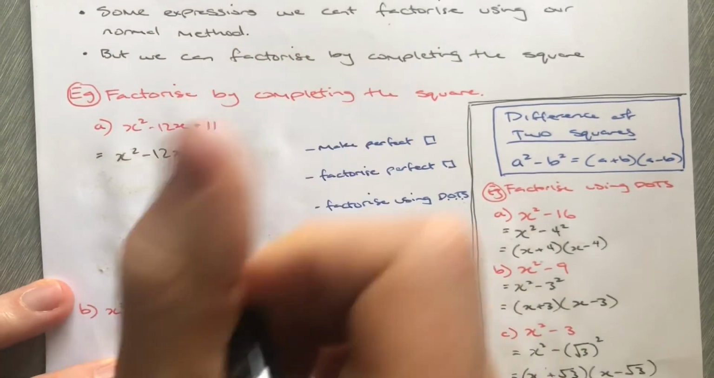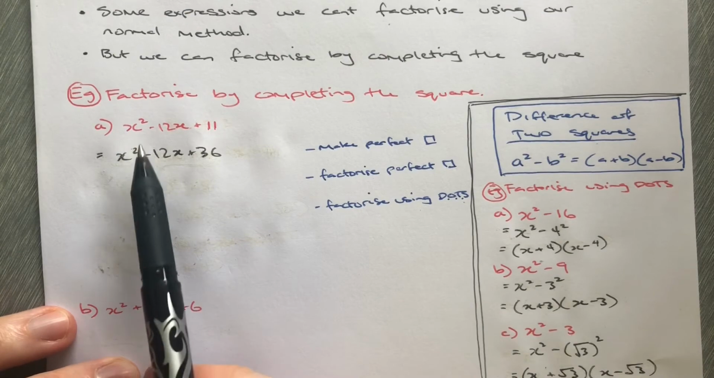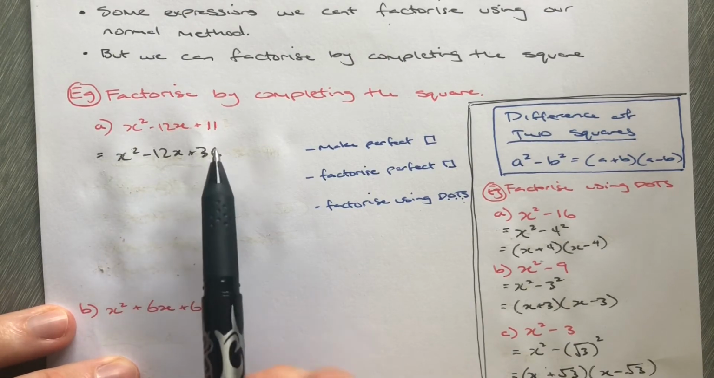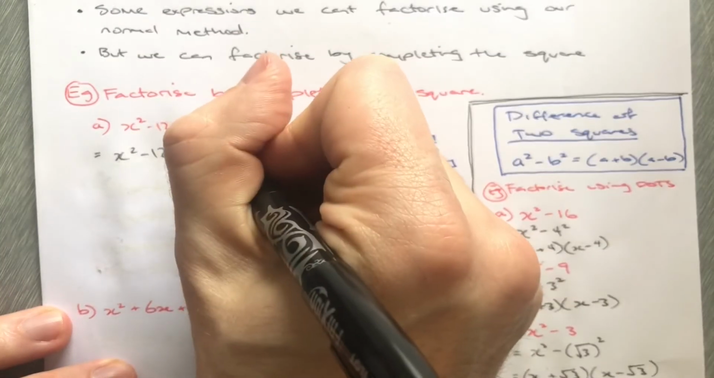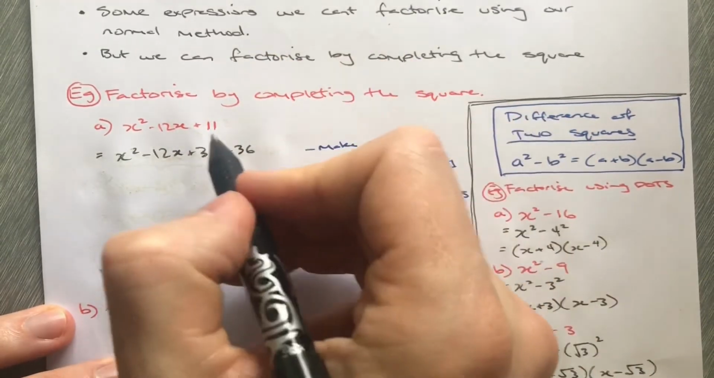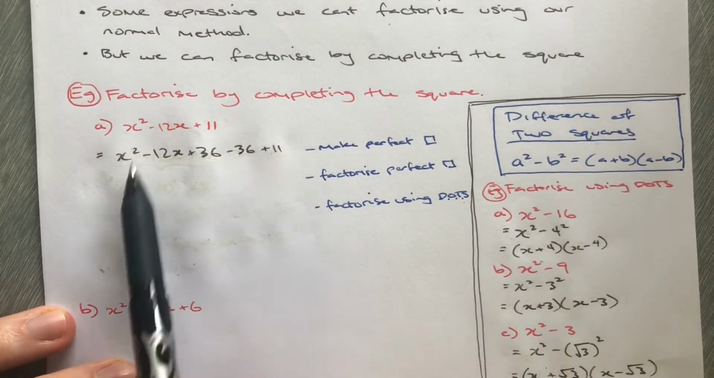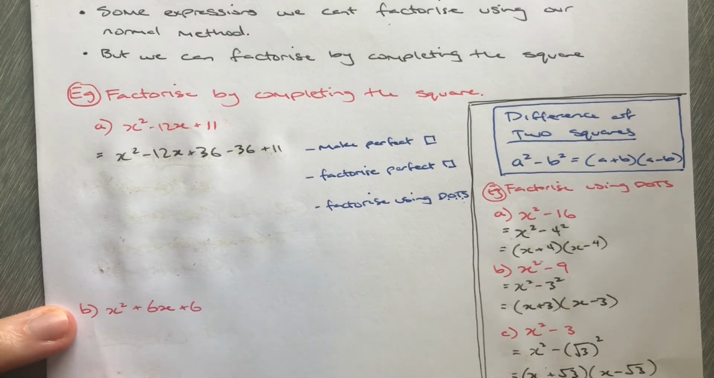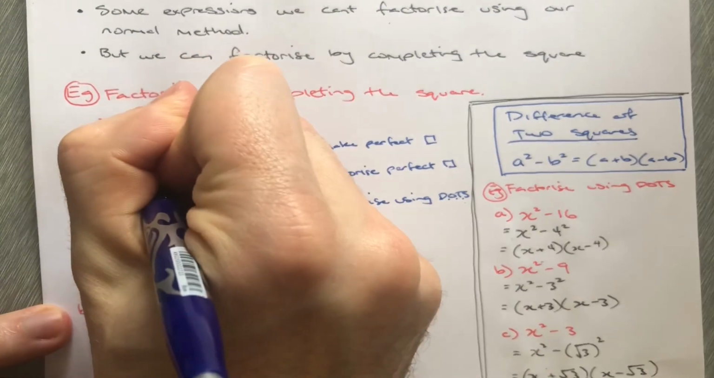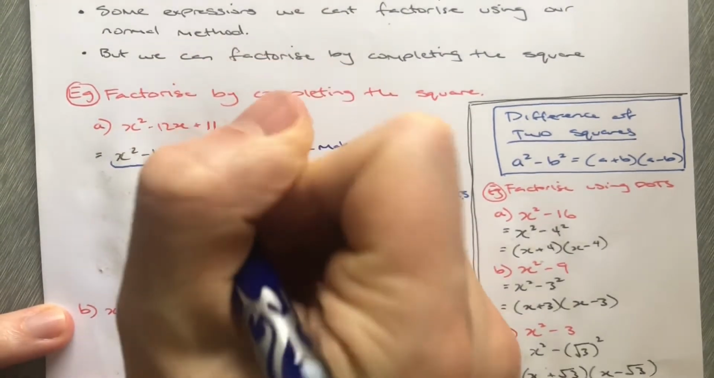Plus 36. But we can't just write that because they're not actually equal, are they? These aren't the same thing. So I need to actually get rid of that 36 as well, but I can't forget about the 11. Okay, now this here is the same as that, but I want to focus on the perfect square we made at the start. So this bit here, right?